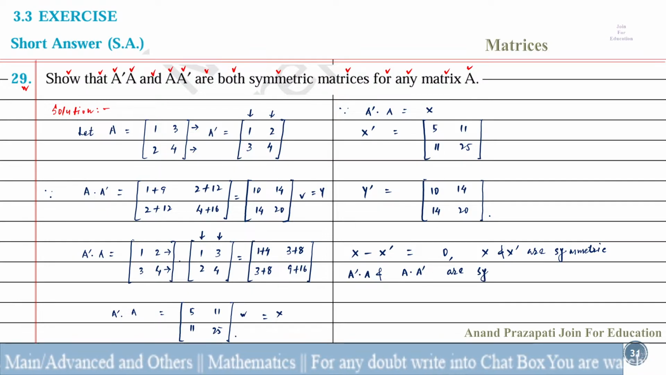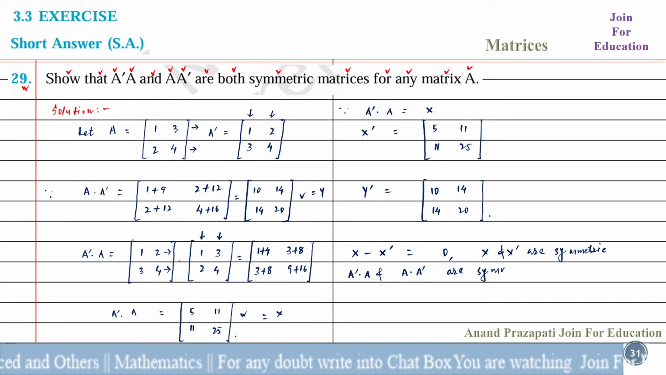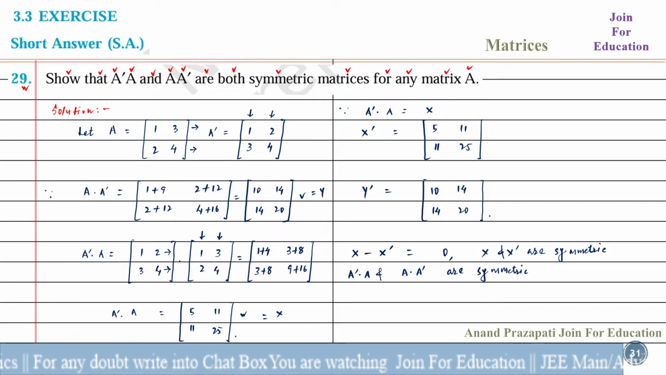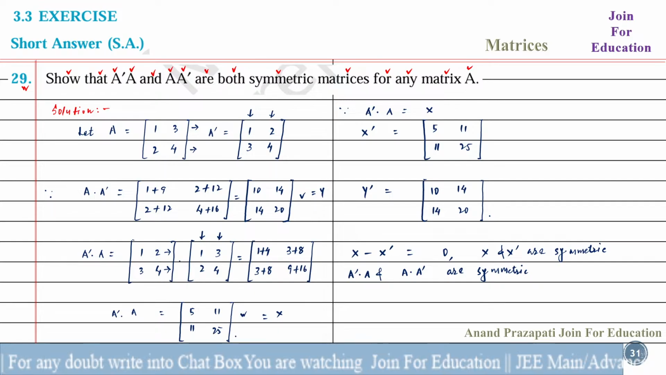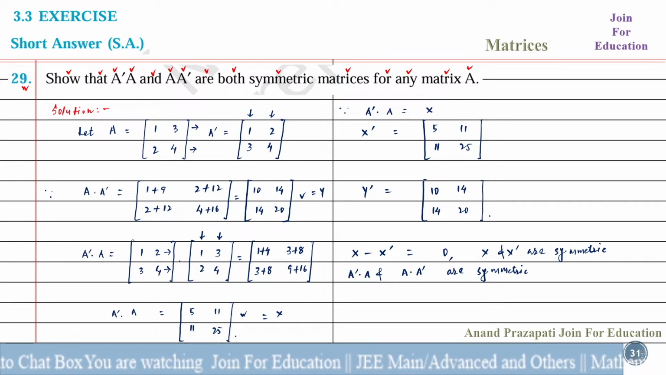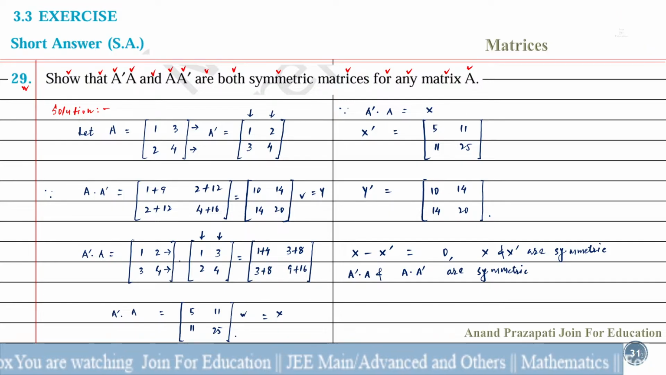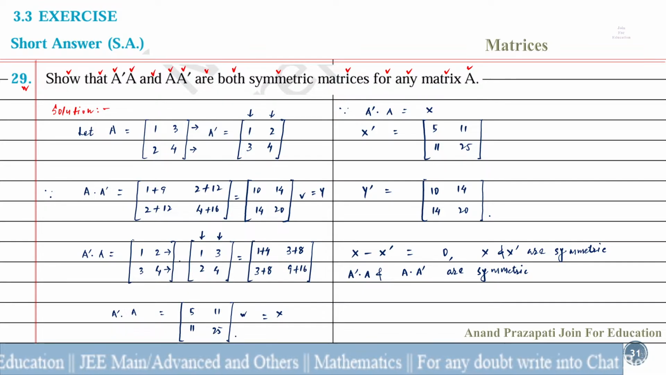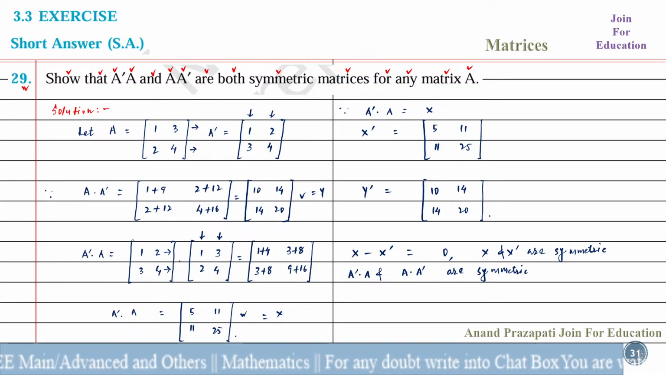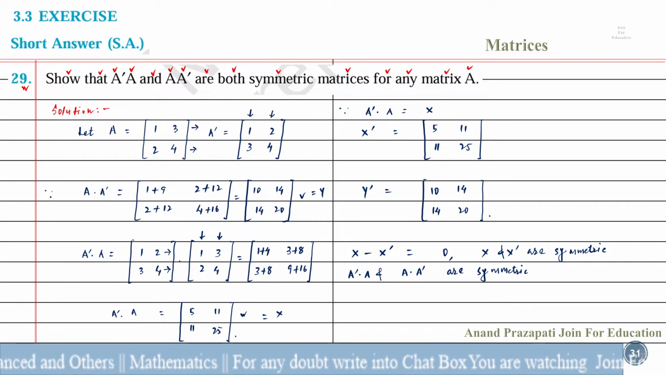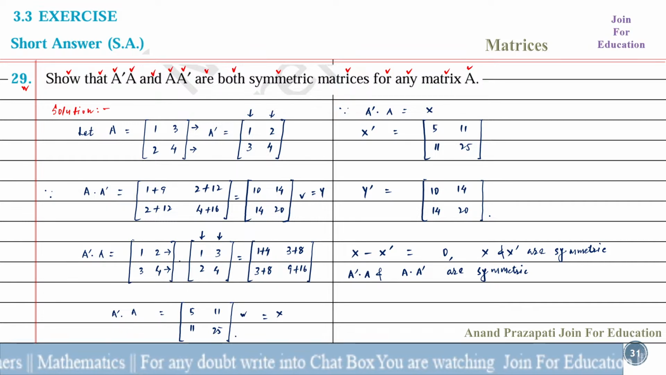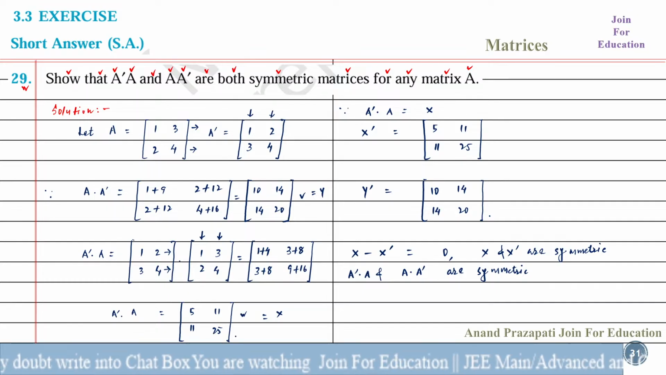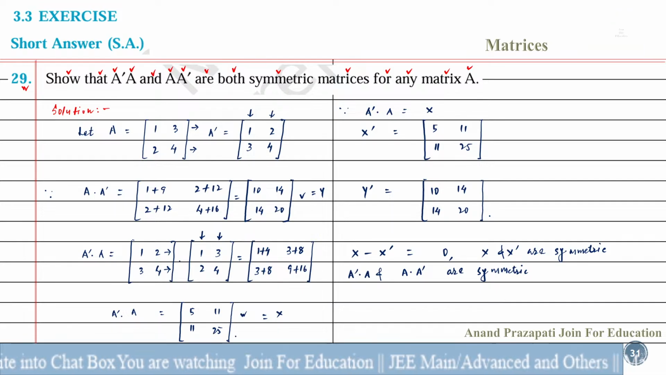Hope there is no problem to understand the solution as well as the explanation of the solution of this question. So both are symmetric for any matrix A. If you have any doubt to understand the solution as well as the explanation of the solution of this question, then write into the live chat box, which is open to all of you. I will try my level best to clear your doubt.